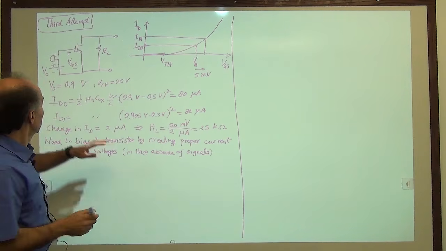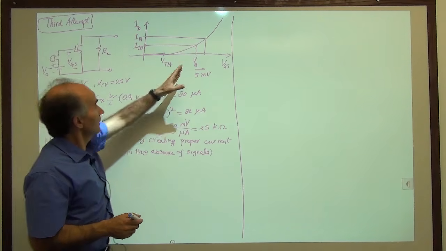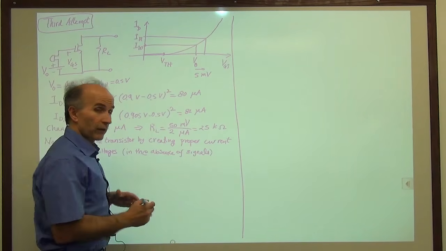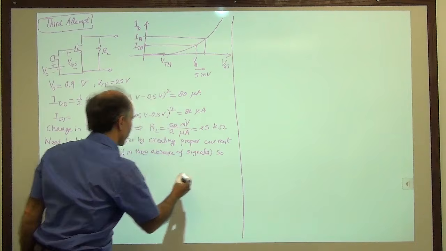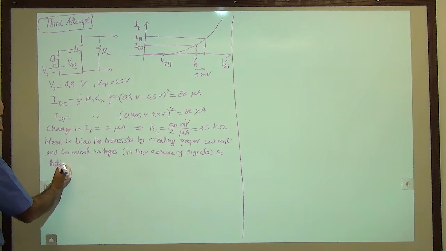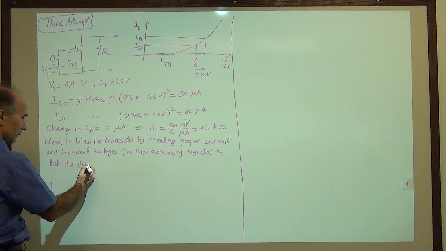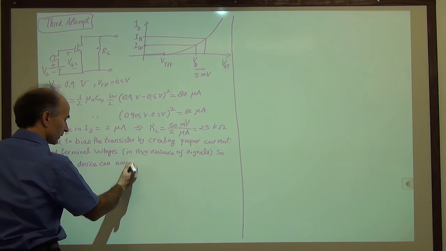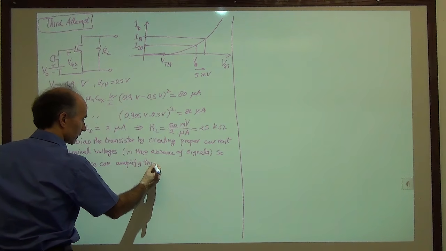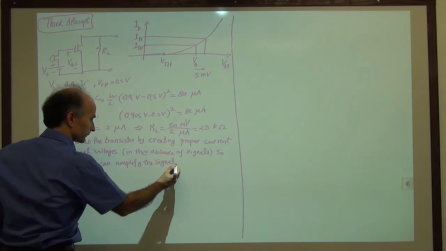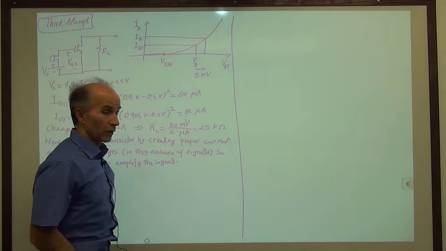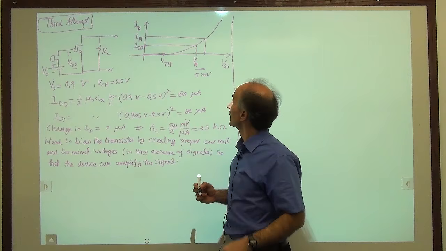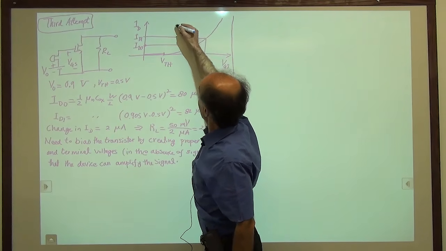Okay, so when there's no signal here, we have a certain VGS, this much, we have a certain current, this much. So those are proper current and voltages. And the reason for this is so that the device can amplify the signal. Okay, so we know that a signal will come in at some point, but before the signal comes in, we have to set up proper biasing. And this point is called the operating point.